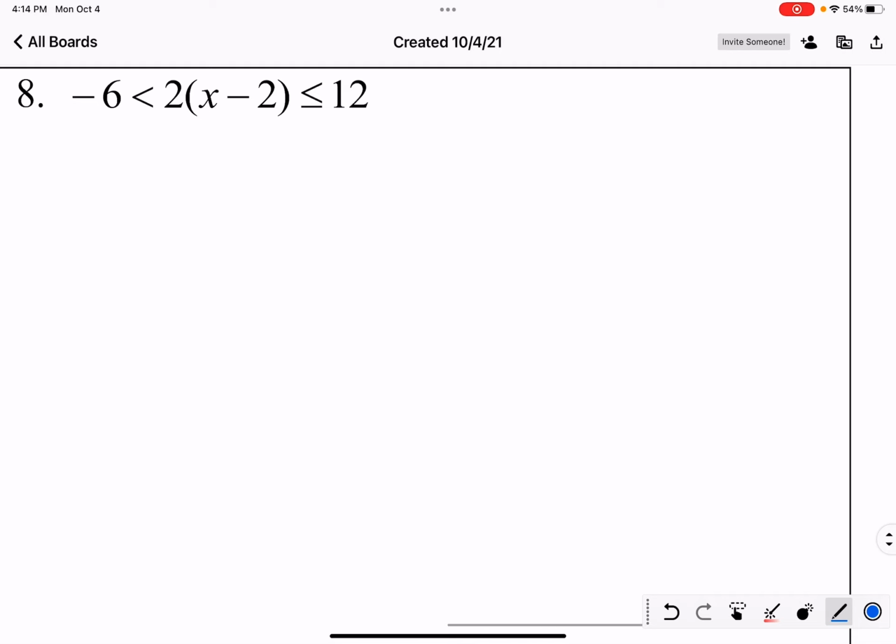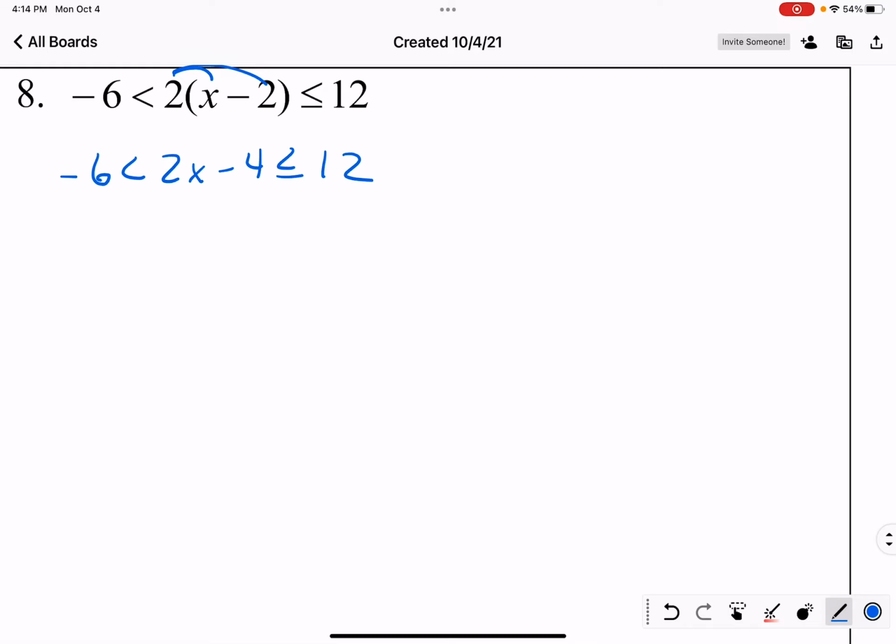Okay, number 8. Let's see. So this is a compound inequality. All right, so I'm basically going to isolate the x from the center. Okay, and then anything I need to do to both sides is going to happen on the left with this negative 6 and with the 12. All right, so let's see. So the center is going to be distribution as we would expect, so I'm not going to touch the ends yet. So minus 4 and then less than or equal to 12.